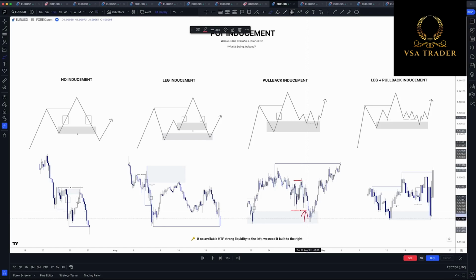Now there's available liquidity for those long positions to be filled. Or ideally, you get it both on the left and on the right, and then you get a high probability POI. Now, you need to systemize this.